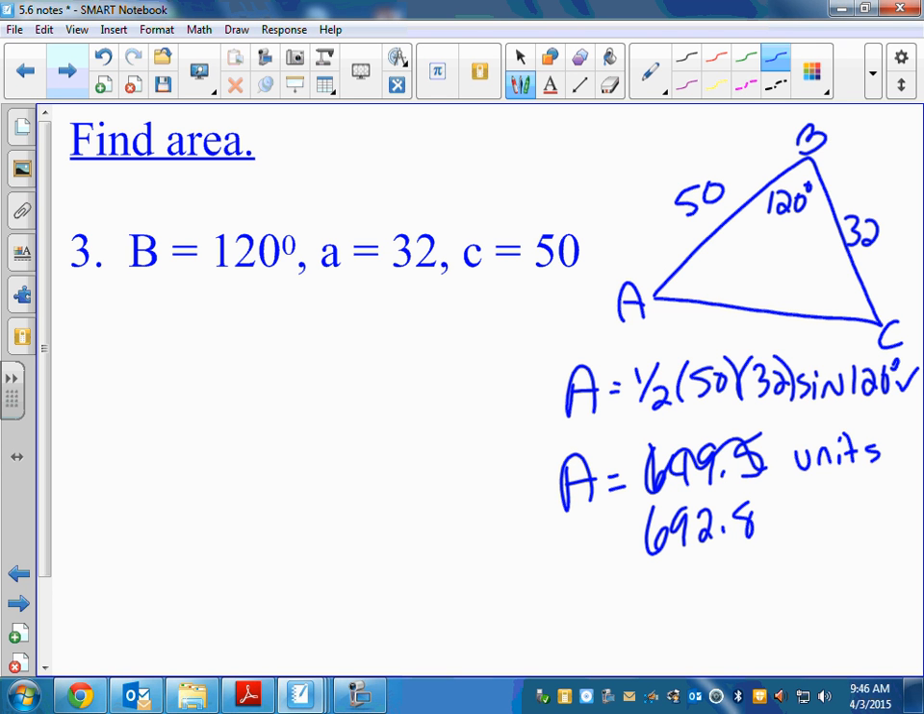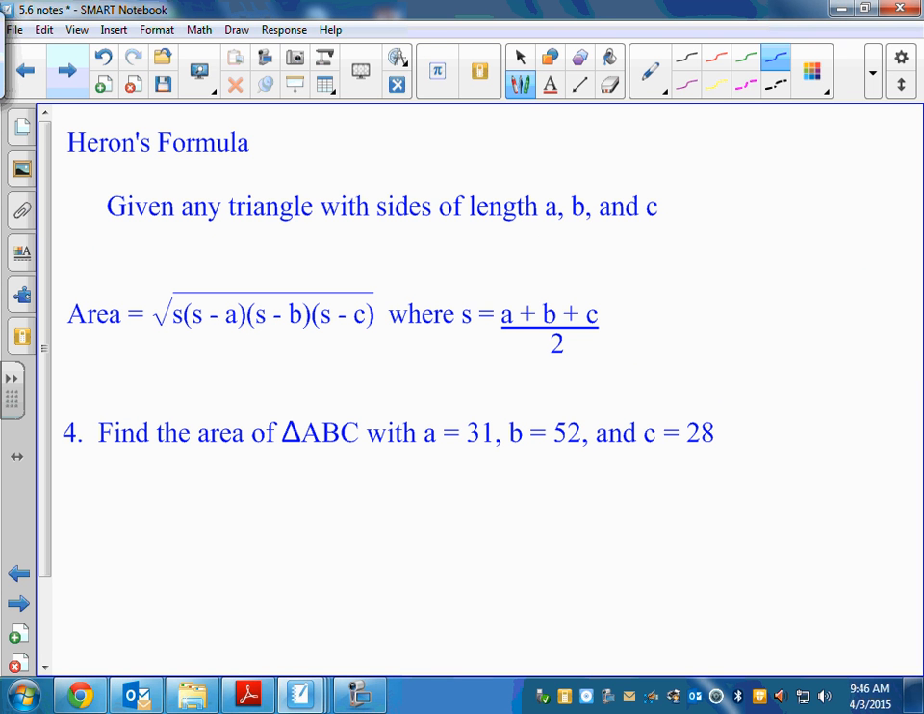Wait, so that was it? That's it for the area? That's it. I like that one. I like this one better. I don't know about that. But it's different. It depends on what they give you.